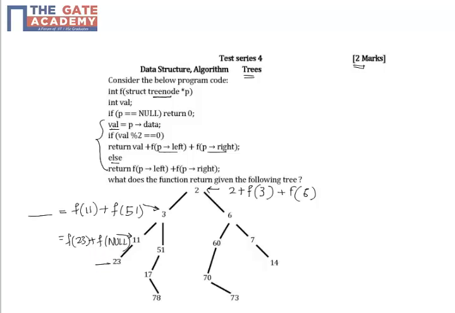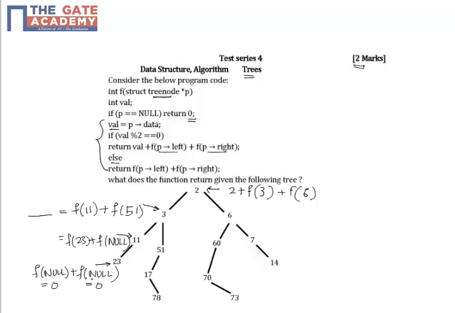Now to resolve this call, we will call f of 23, which is this node, so the pointer is pointing here. Because 23 is an odd number, it will go into the else part and it will be f of null plus f of null, because there is no left and right node, since 23 is a leaf node. When I'm calling this function with pointer pointing to null, it will return 0. So if pointer p == null, then return 0. So the result of this call is 0.